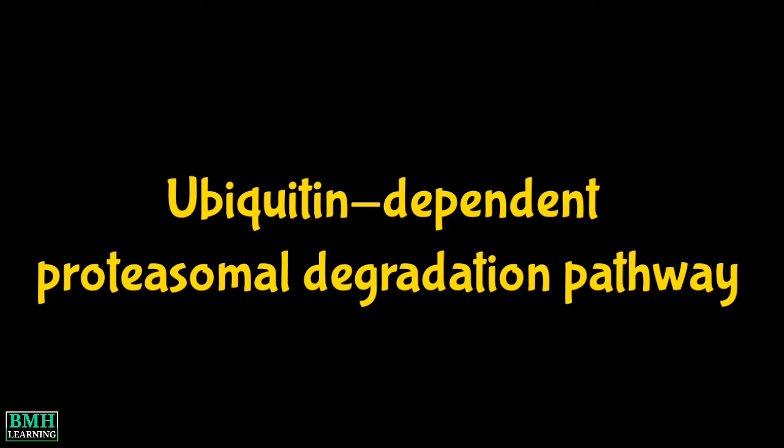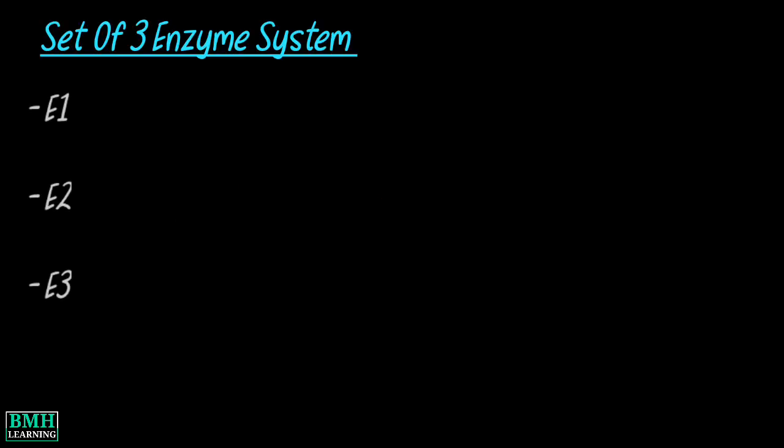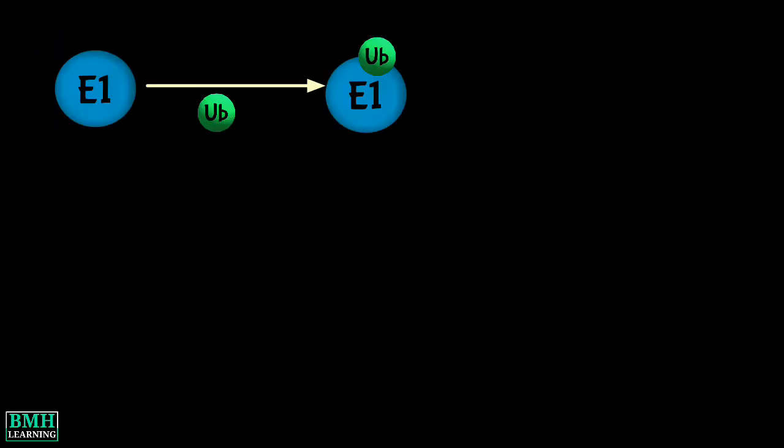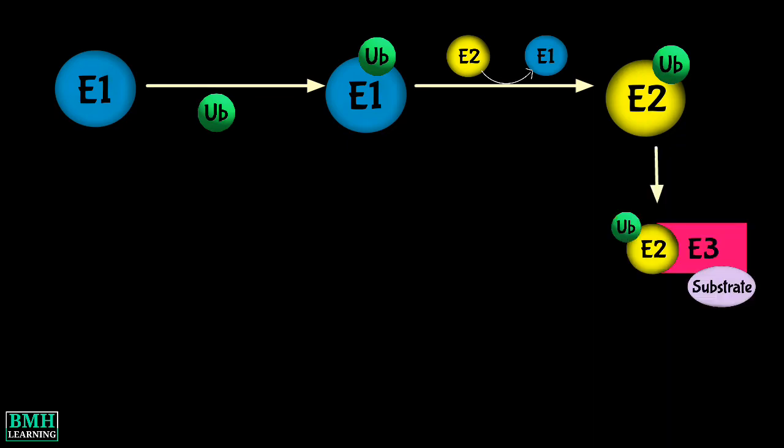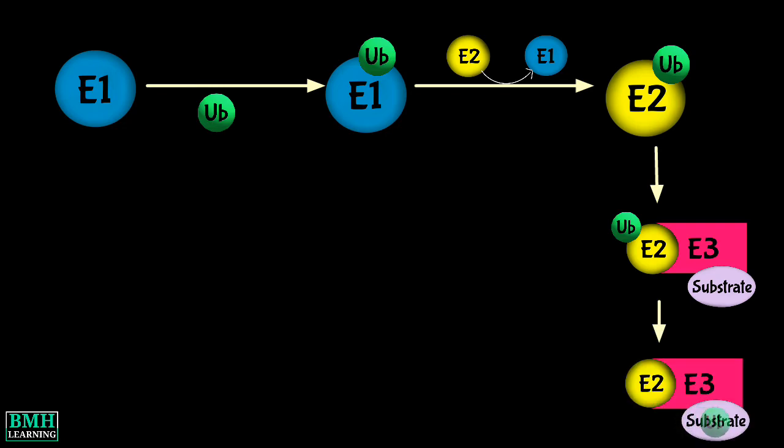Ubiquitin-dependent proteasomal degradation pathway. The cellular proteins are targeted to ubiquitin-dependent degradation by a set of three enzymes. E1 first binds to the ubiquitin molecule and transfers it to E2. E2 interacts with substrate-bound E3, and ubiquitin is transferred to the substrate.